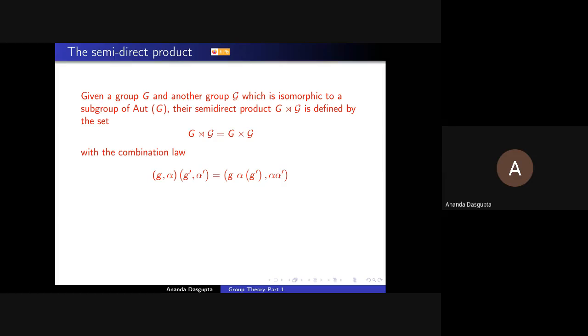So, you cannot have any two groups. The second group must be isomorphic to a subgroup of the automorphisms of G. Okay, that's the formal definition.